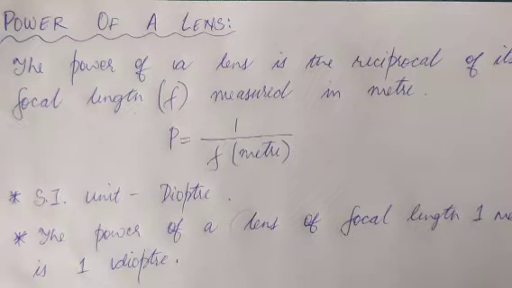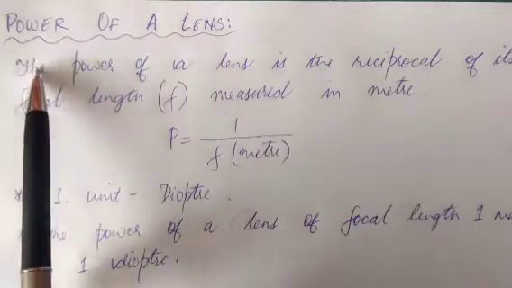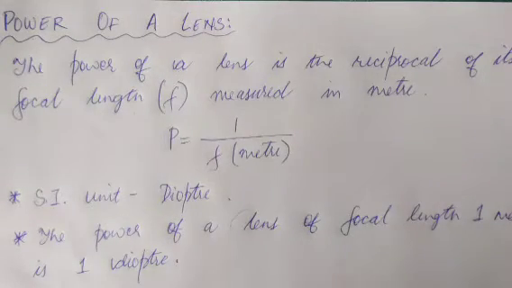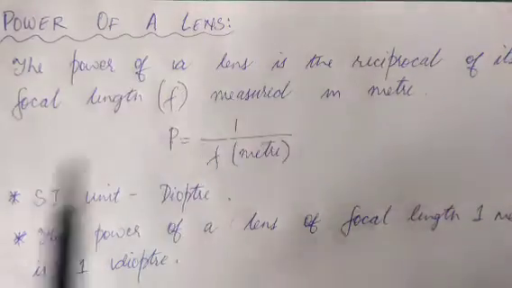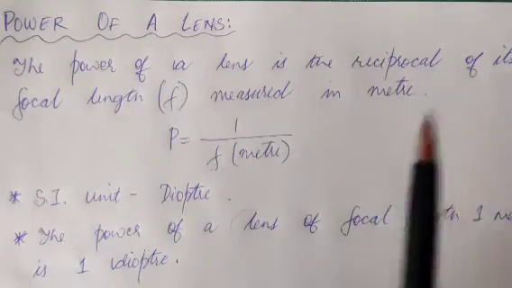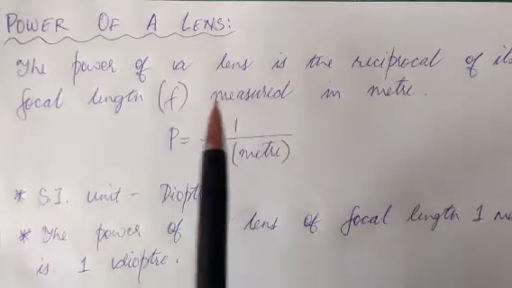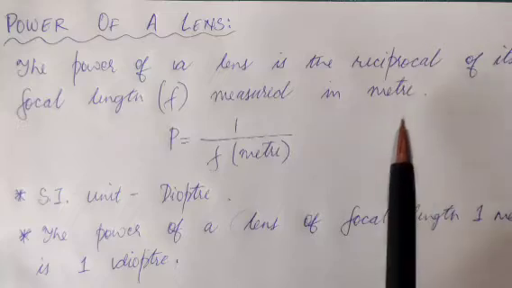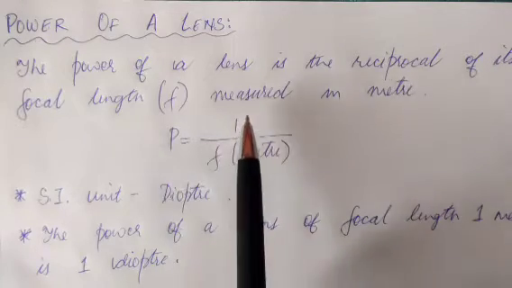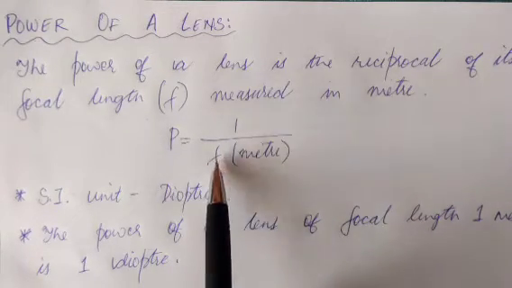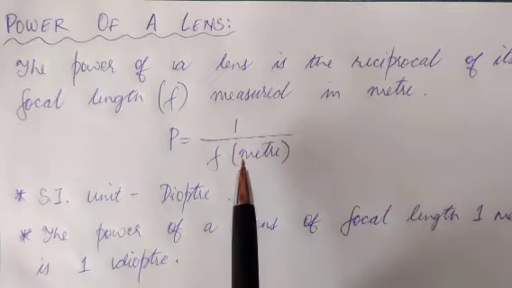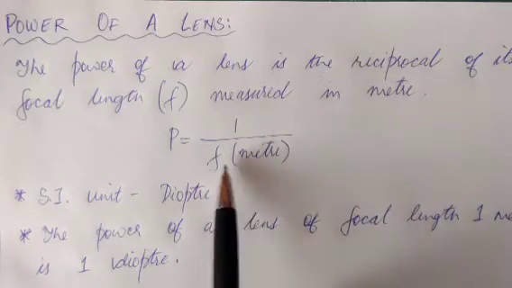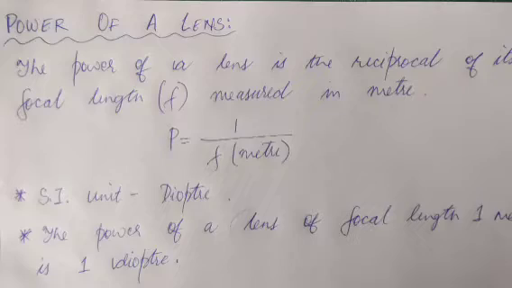Hello class 12. In today's video we are going to learn about, first of all, something called power of a lens. Now you've studied this in your class 10 also. The power of a lens is basically the reciprocal of the focal length measured in meters, but the focal length has to be measured in meters. So power P is the reciprocal of the focal length, that is 1 upon focal length, and this focal length has to be measured in meter. So this is how we define power of a lens.